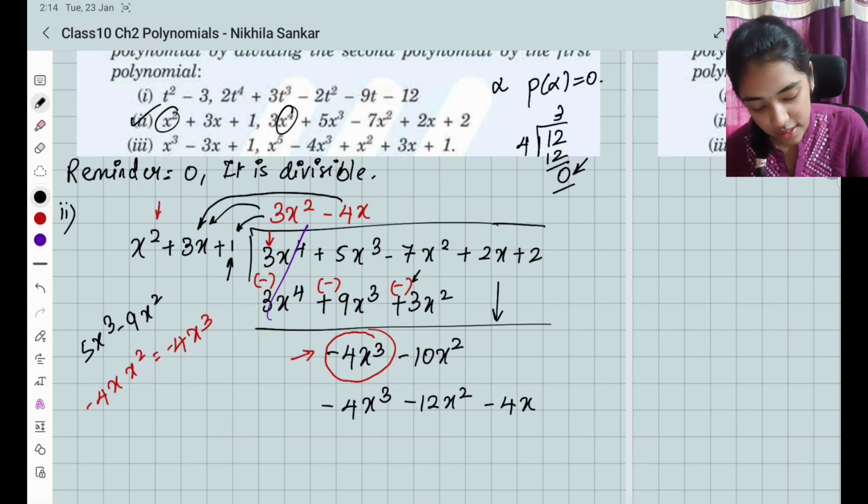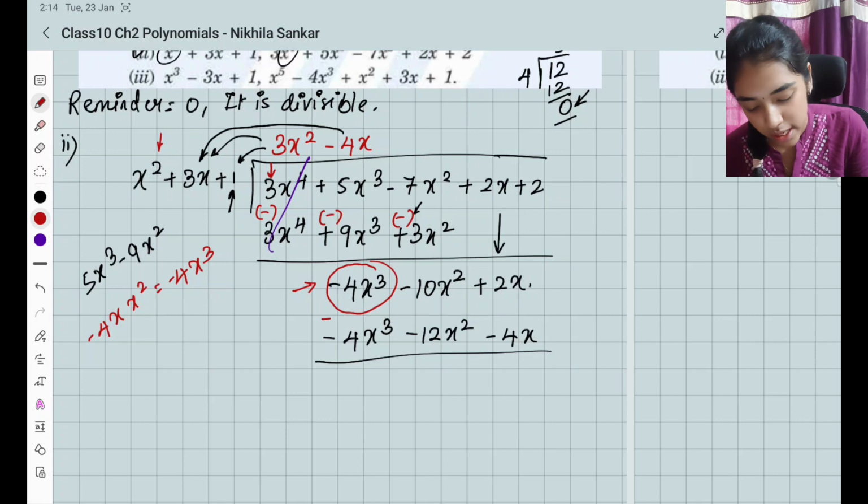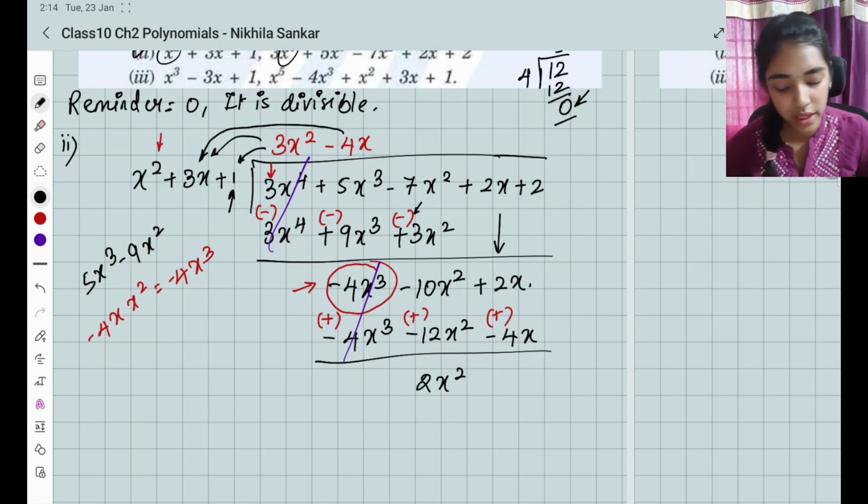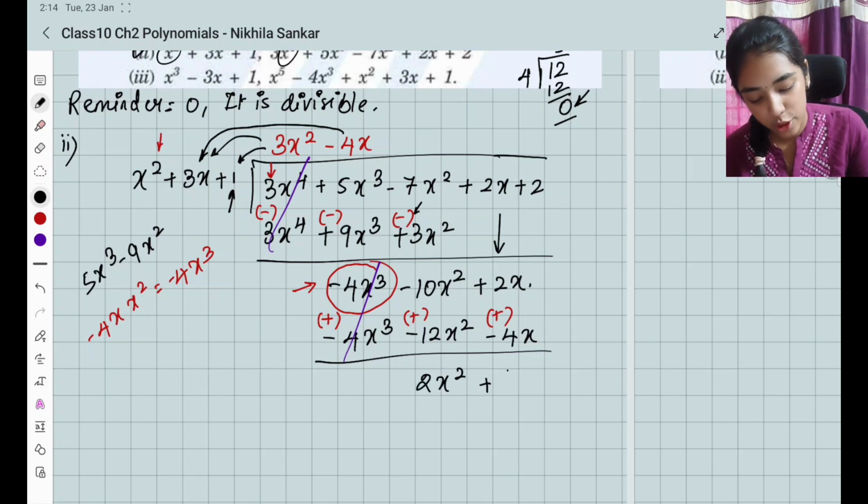I can also bring this term, so we have plus 2x. Okay? Now, what do we get when we subtract this? This becomes a plus. Minus becomes a plus again, then minus becomes a plus again. Now everything has become plus overall. So what happens? This gets cancelled. Now we have minus 10x square plus 12x square, so it is going to be 2x square. 2x plus 4x is going to be plus 6x. Okay? 6x. Now we have 2x square.